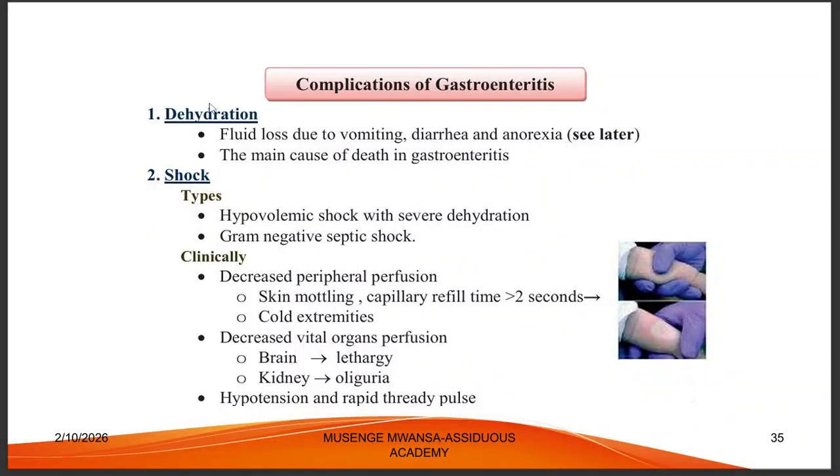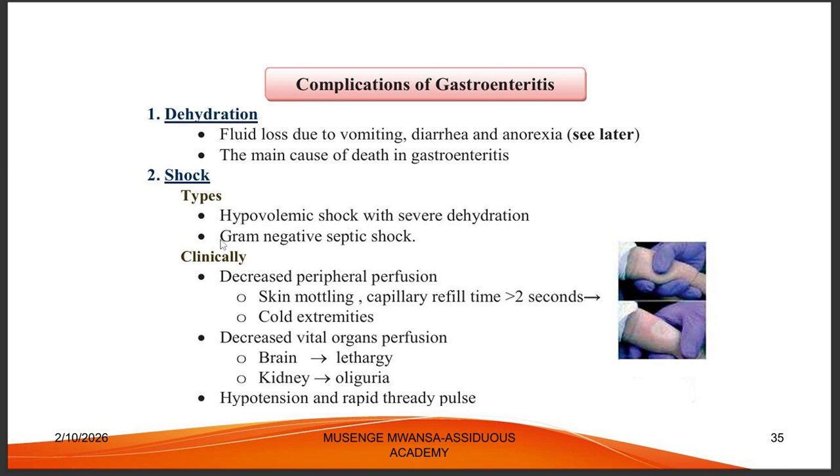All right. What are the complications of gastroenteritis? It includes dehydration, as we've said. Shock can also come in. This is basically hypovolemic shock because the child will be losing water. So it can be either hypovolemic shock or septic shock. Septic shock because one of the causes of diarrhea can be the gram negative bacteria. Once these bacteria go into the blood, they can cause sepsis, and that can lead to septic shock because the body will be responding by dilating the blood vessels and all these problems happening.